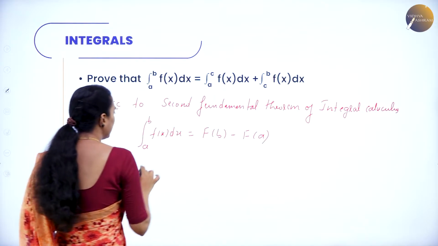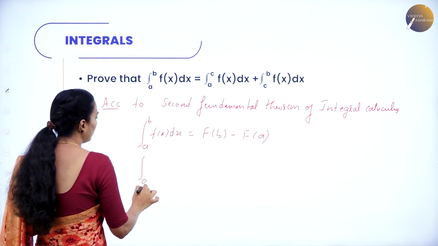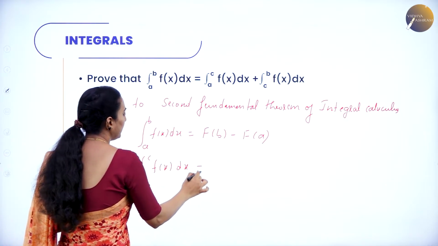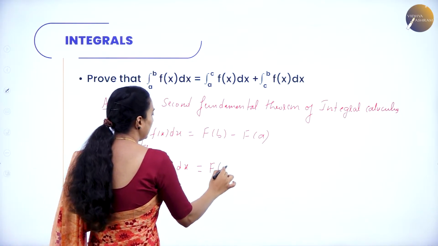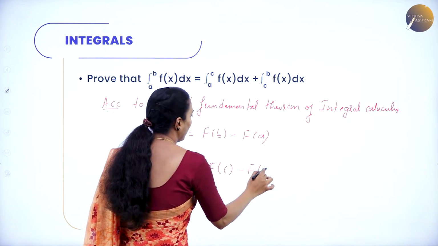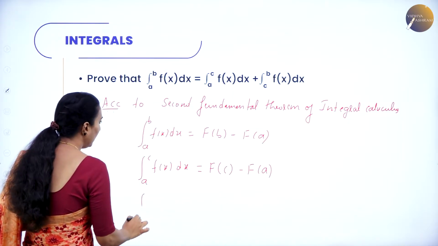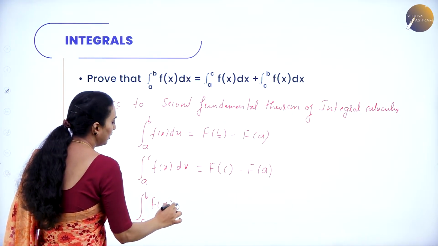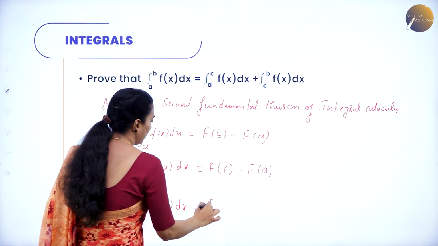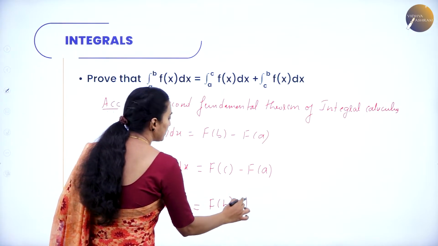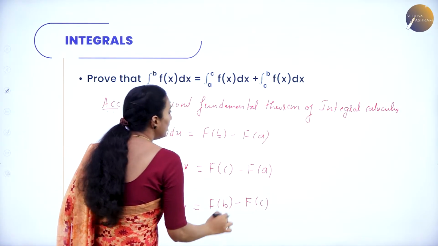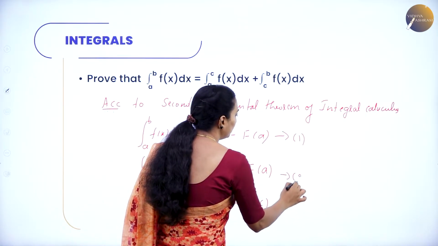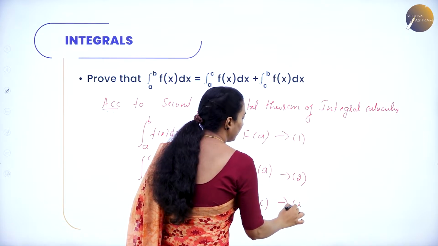Similarly, by taking the right hand side, integral a to c f of x dx can be written as f of c minus f of a, right? Similarly, integral c to b f of x dx can be written as f of b, upper limit, minus lower limit, f of c. Now call these equations 1, 2 and 3.